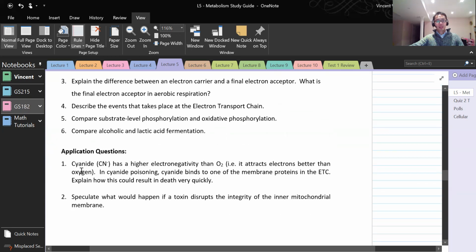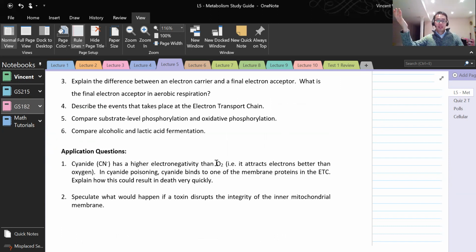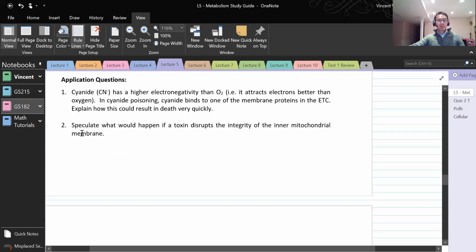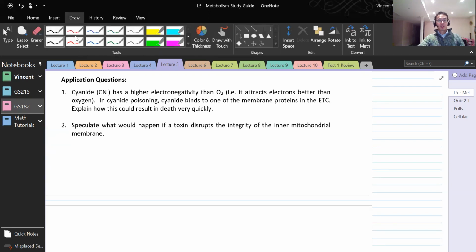Application question. The cyanide poisoning, we talked about this already, right? By blocking the ETC, the H plus cannot go to the intermembrane space. If we do not generate the concentration gradient, then you won't be able to produce ATP and then you die. Number two, speculate what would happen if a toxin disrupts the integrity of the inner mitochondrial membrane.